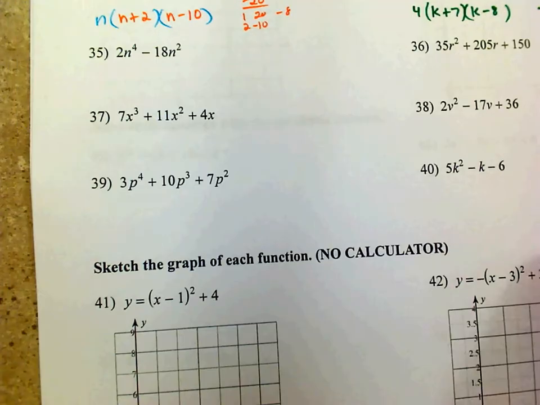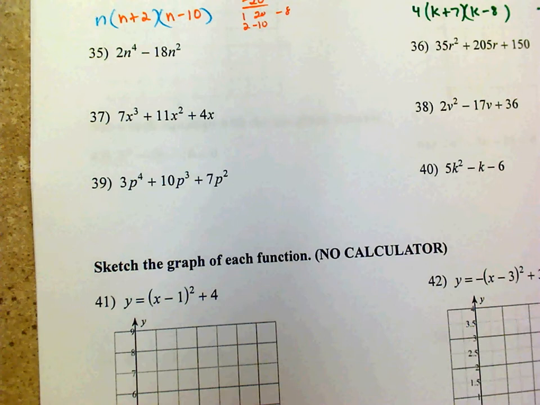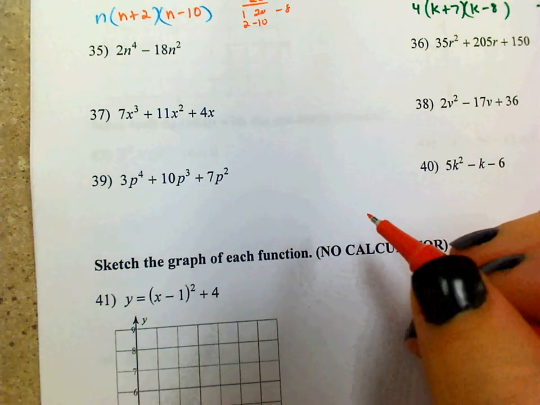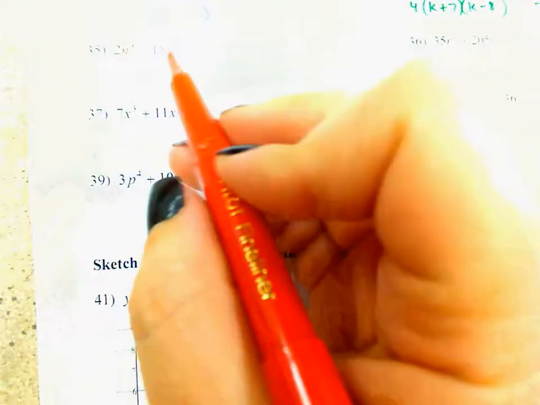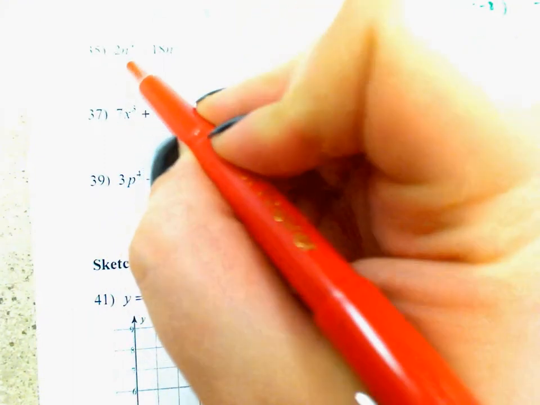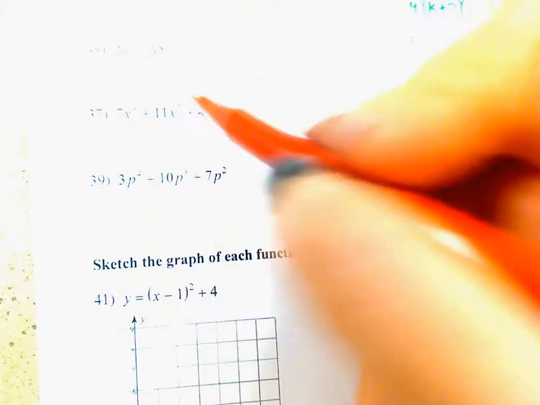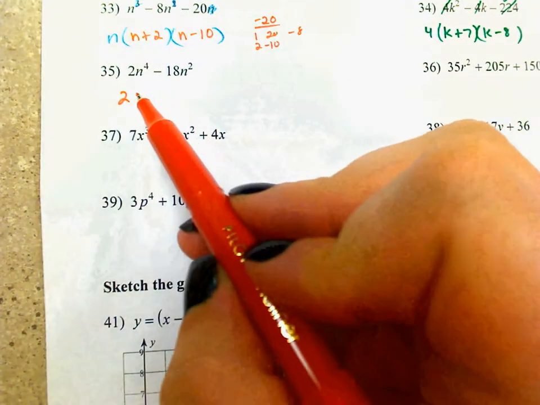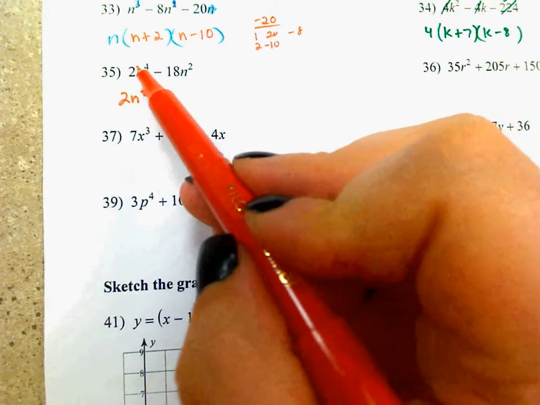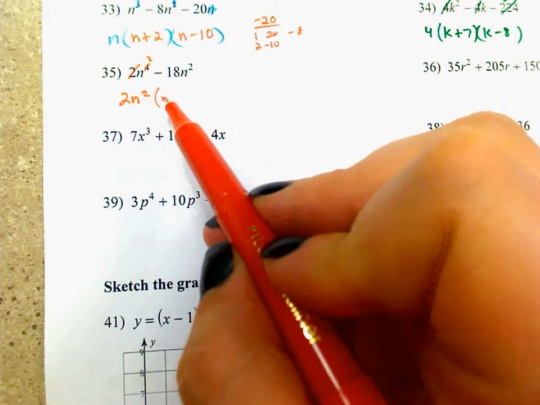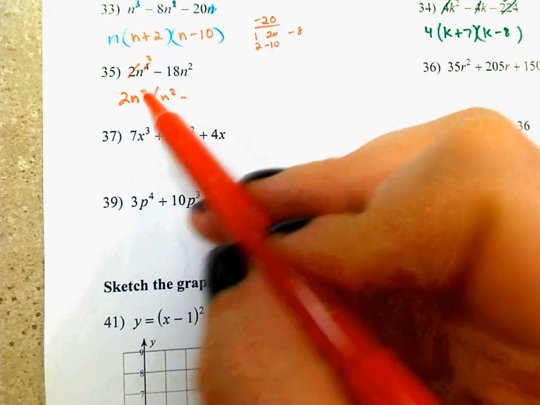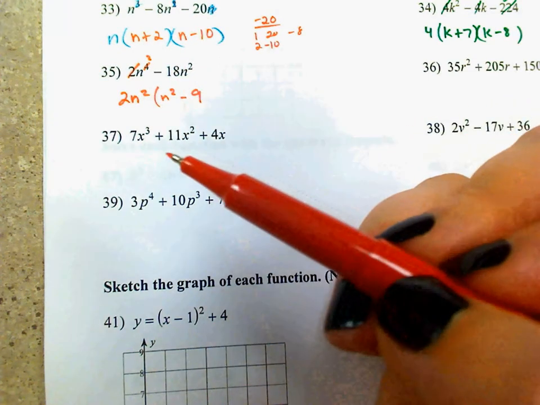Okay, on number 35. There's only 2 terms, so let's see what we end up with after we factor out common factors. They both divide by 2, and they both have at least 2 n's in them. This one has 4, that one has 2. So I've got 2n squared, and I'm left with 2 n's there. 18 divided by 2 is 9, and the n squared is gone.